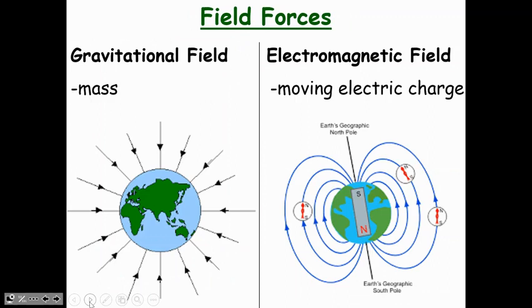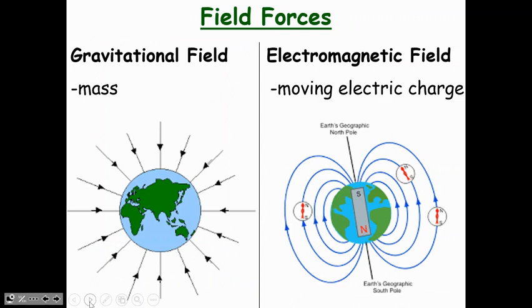So those were the contact forces. As far as field forces go, there will be two types of field forces that we'll talk about in this course. One is the weight of an object as a result of the force of gravity. This is caused by a gravitational field, and any object with mass is affected by gravitational fields.